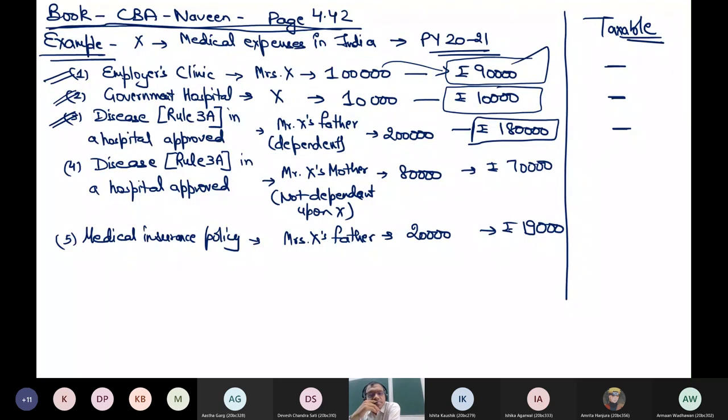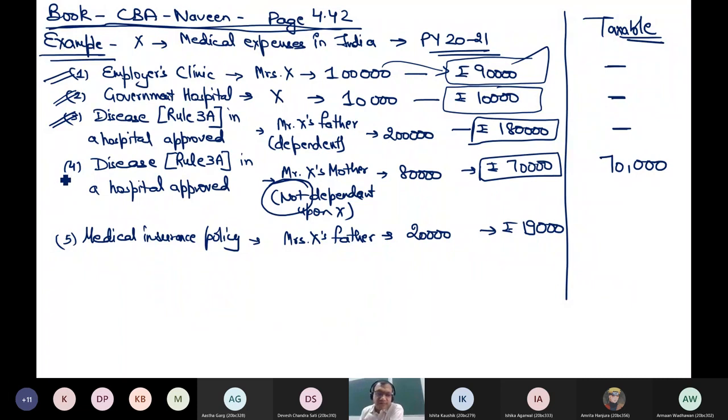Again, nil. Why? It will be taxable. Sir, the mother is a member of the family, and it's a disease prescribed in Rule 3A, and the hospital is approved. Is that correct? No, I guess it will be taxable because the mother is a member of the family, but she's not dependent on Mr. X. Parents, brothers, and sisters must be dependent. Otherwise, there is no exemption. So this reimbursement of 70,000 will become taxable. I need to pay tax.